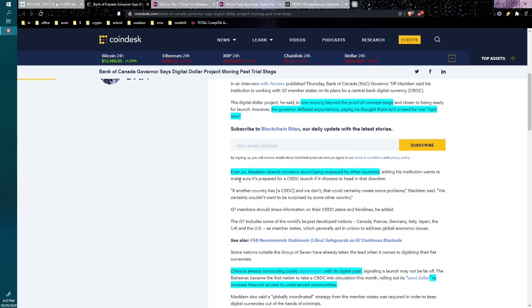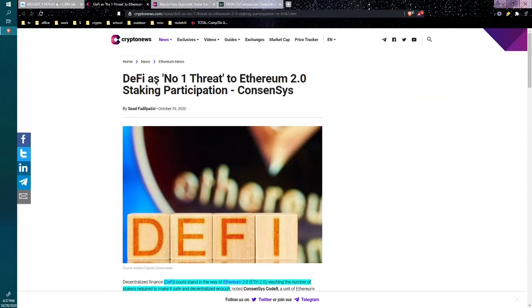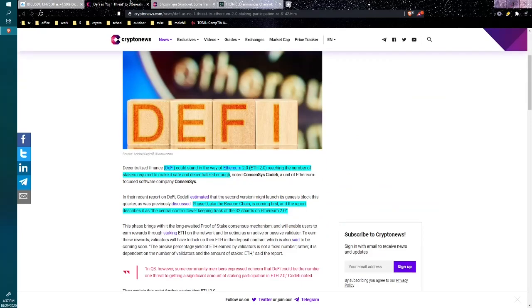Even so, McCallum shared concerns about their being outpaced by the country. So it's like, well, is there a need or is there not a need? And China, you know, we've been following the Chinese central bank for a while. Okay. Oh, I didn't mean to jump to the Canada one. This is actually like the other two articles that we just closed a second ago.